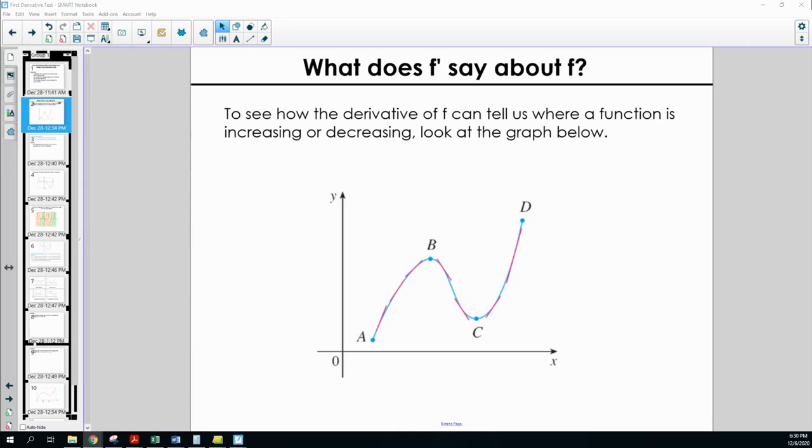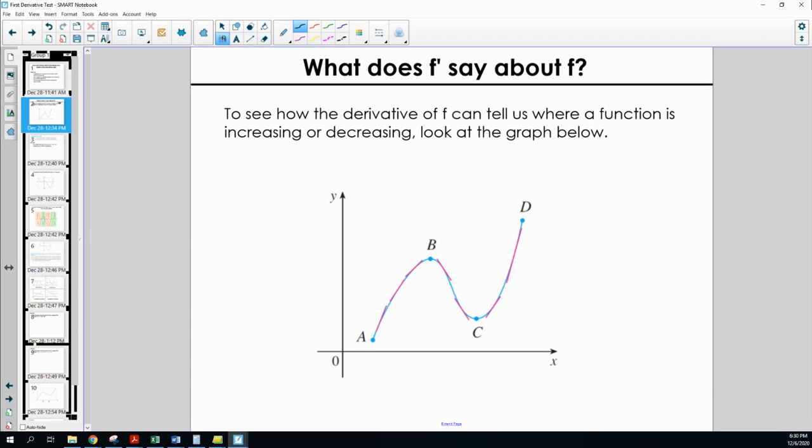In this video, we're going to go over how derivatives affect the shape of a graph. So what does f prime say about f? To see how the derivative of f can tell us where a function is increasing or decreasing, we can just look at the graph below, right?